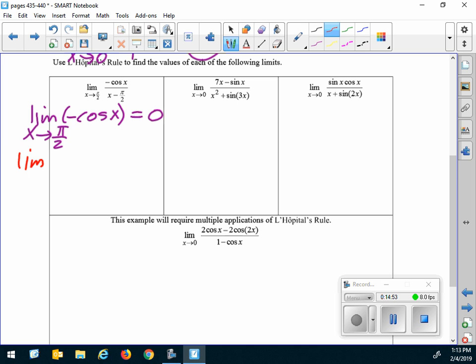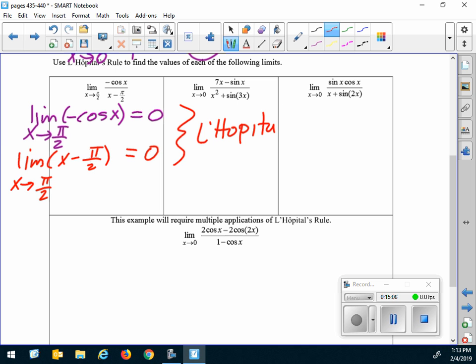The limit of x minus pi over 2 as x approaches pi over 2 equals 0. So L'Hopital applies.